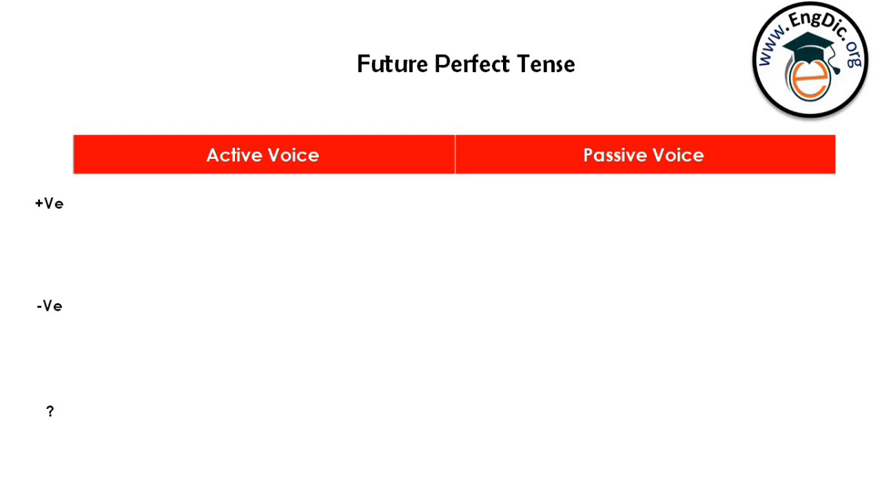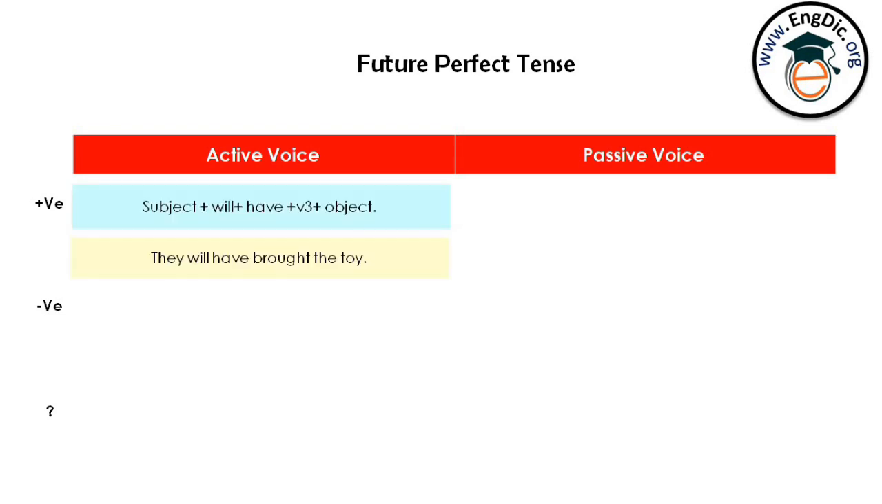Moving towards future perfect tense. The positive sentence formation for active voice is subject will have, third form of verb, and then the object. For example, they will have brought the toy. We have put the subject they, and then will, and then have, the third form of buy is brought, and then object the toy.